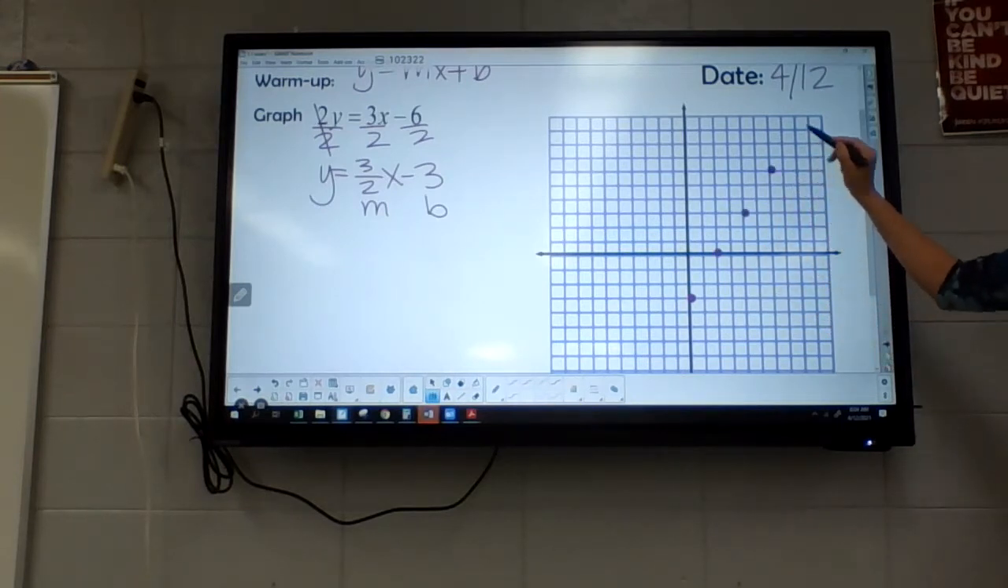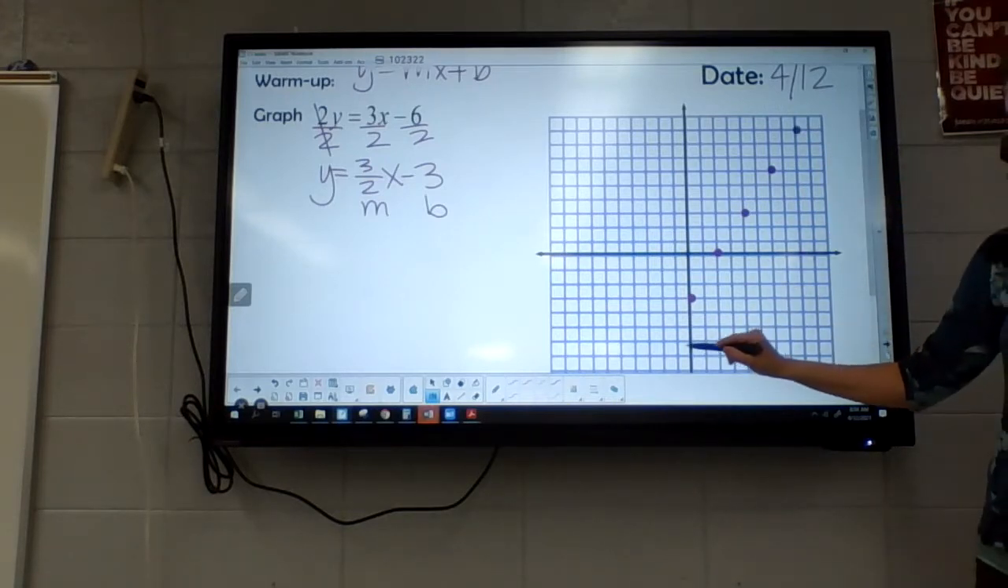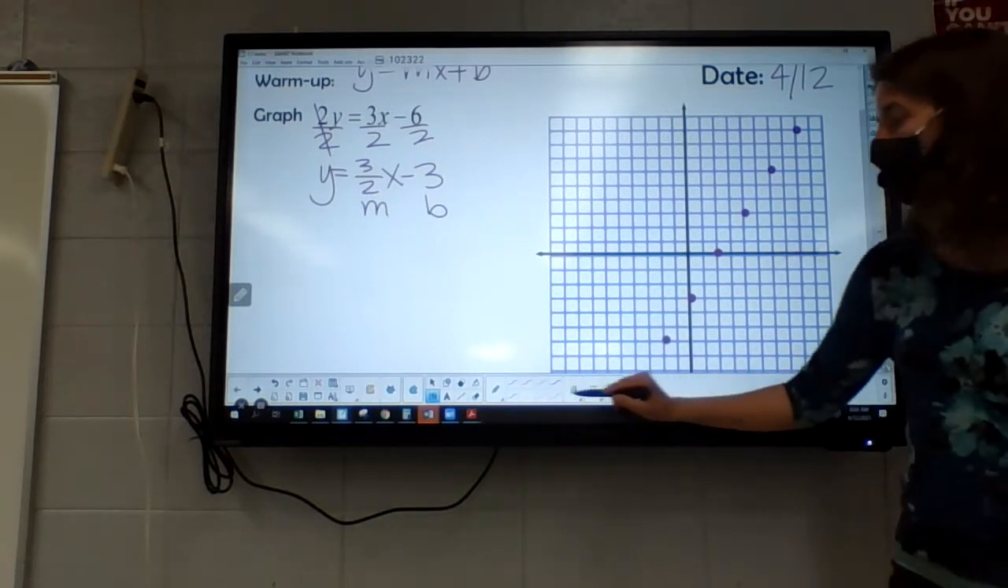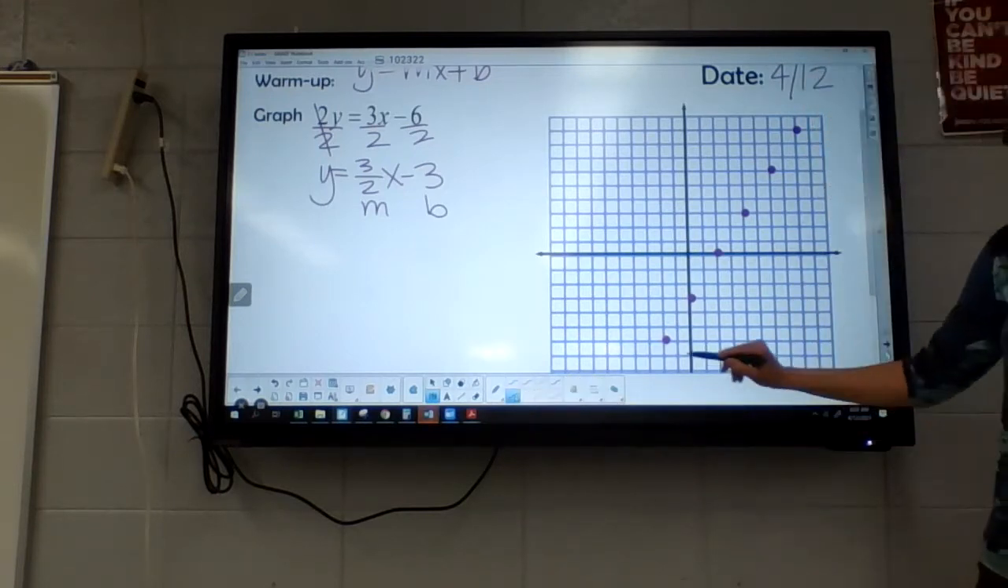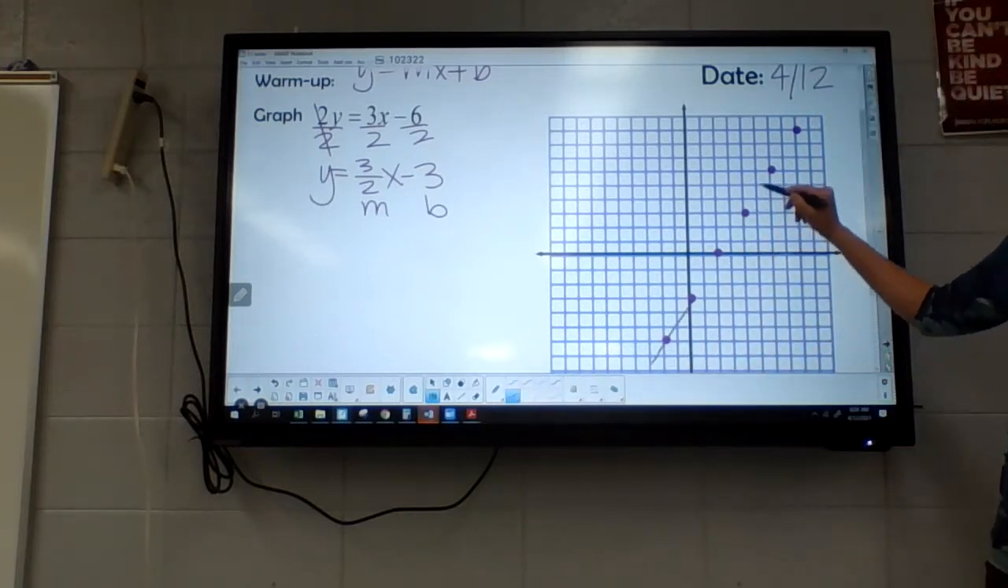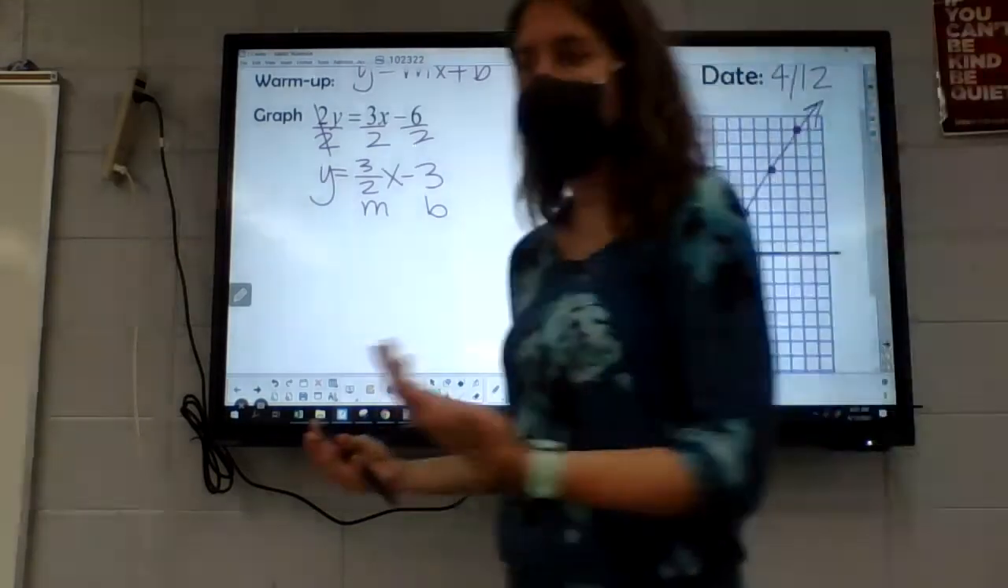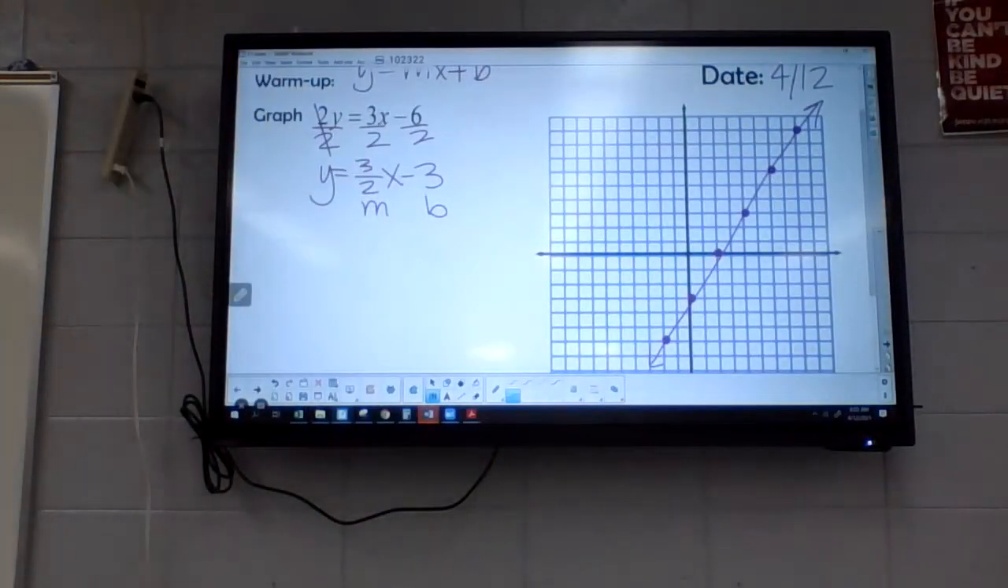Keep doing that. And then remember, we can also go down 3, back 2. So we can also go that way. Then once I have that drawn, we can graph this line. And so there's our line that we wanted to graph in this case.